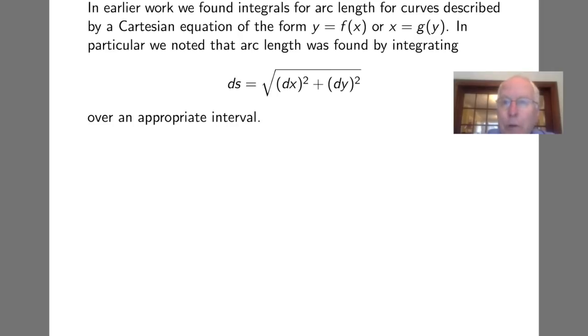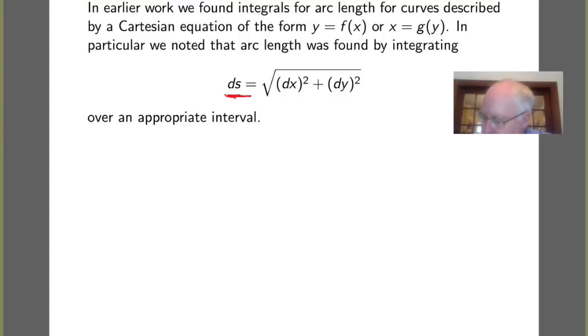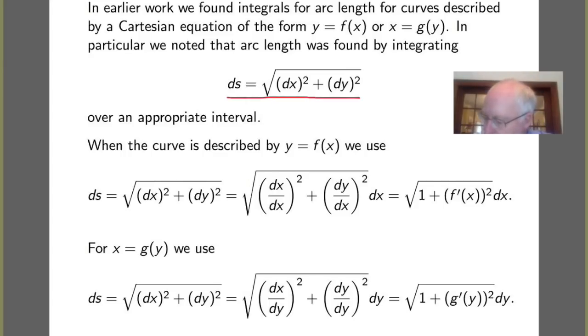You might remember in our earlier work when we found arc lengths for curves described by Cartesian equations of the form y equals f of x or x equals g of y. And we came up with this expression for the arc length element. Arc length was found by integrating this expression ds, we called it, which we found one way to write that was the square root of dx squared plus dy squared, and then integrating that over an appropriate interval. And from this kind of generic form, we could derive the different forms that appeared in our arc length calculations.